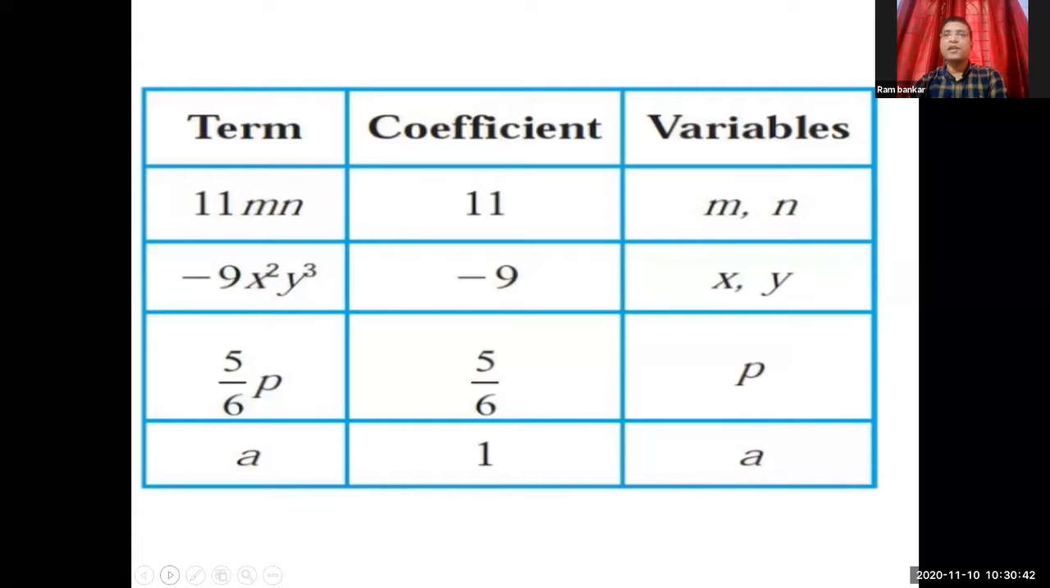As we already learned, this table is very important, students. Term means any number, or a number with a variable, or only a variable. Coefficient means numbers, and variables means alphabets. Understood this? Keep in your mind: variables means alphabets, coefficient means numbers. Look at the next slide.